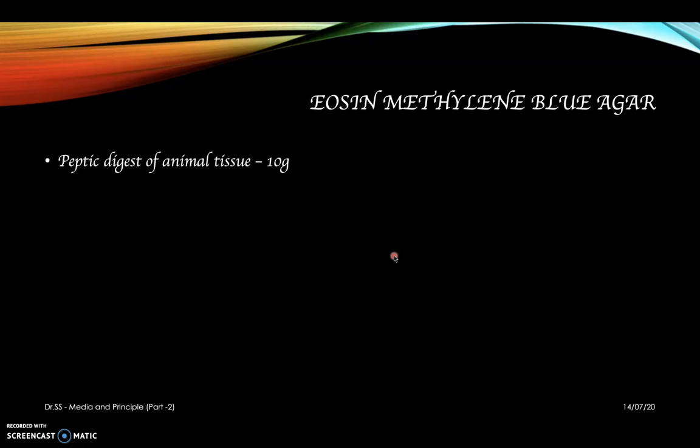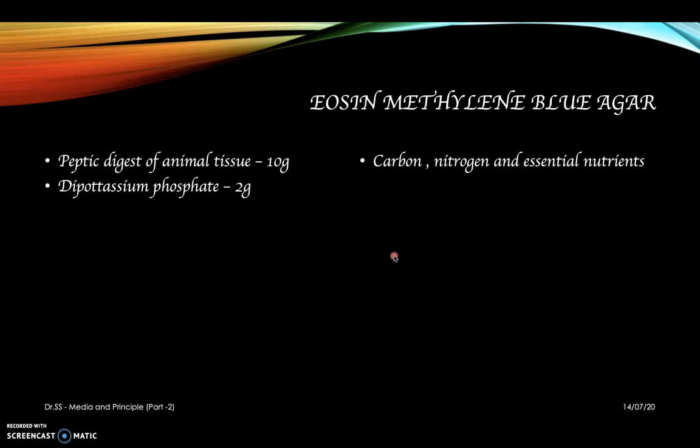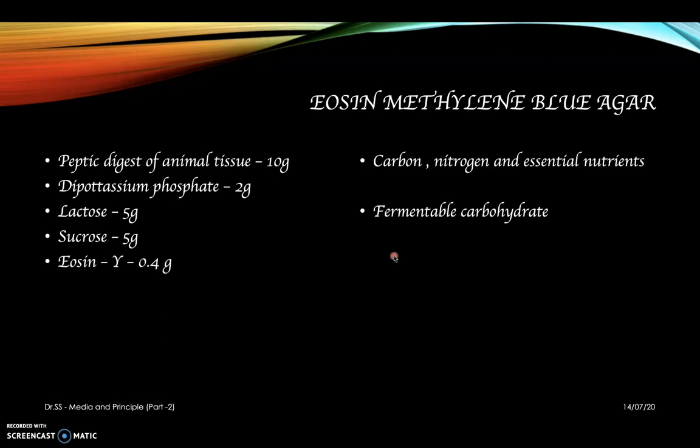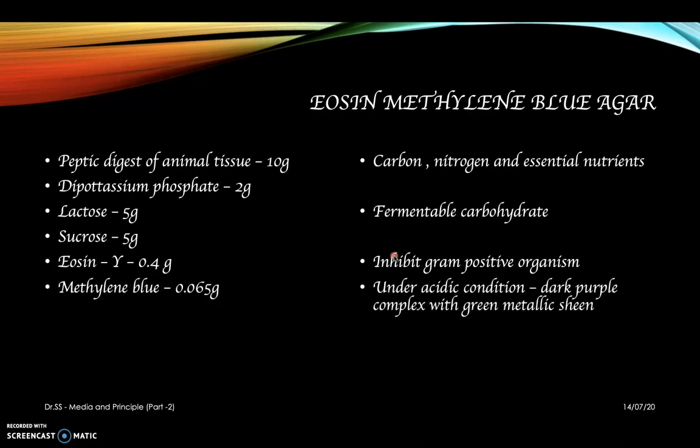So the composition of the media is peptic digest of animal tissue. It provides the carbon, nitrogen and essential nutrients. And dipotassium phosphate, and lactose, a fermentable carbohydrate, and sucrose, which is also a carbohydrate. And eosin Y suppresses the growth of gram-positive organisms. And methylene blue is an indicator which changes color in acidic conditions. It forms the dark purple complex with greenish metallic sheen. So agar 13.5 gram and pH is 7.2 plus or minus 0.2 at 25 degrees Celsius.